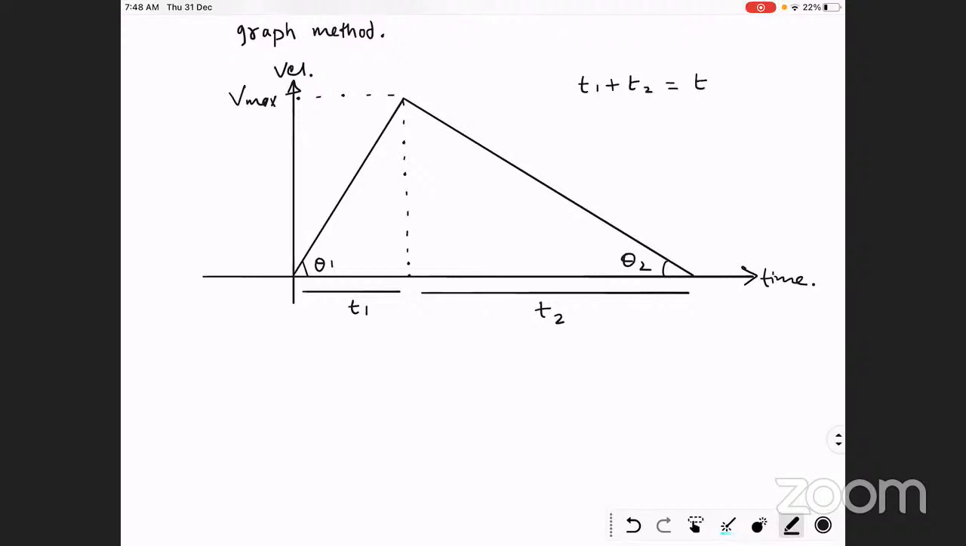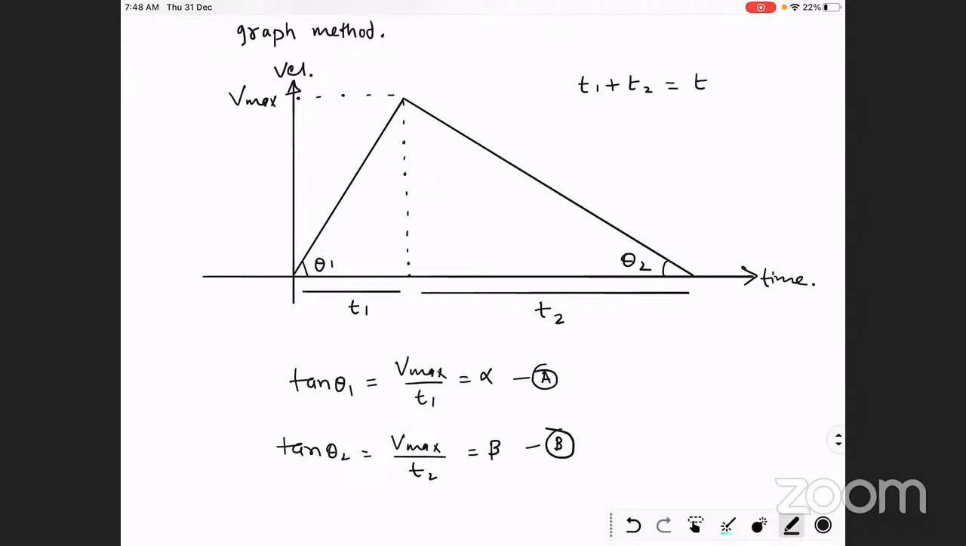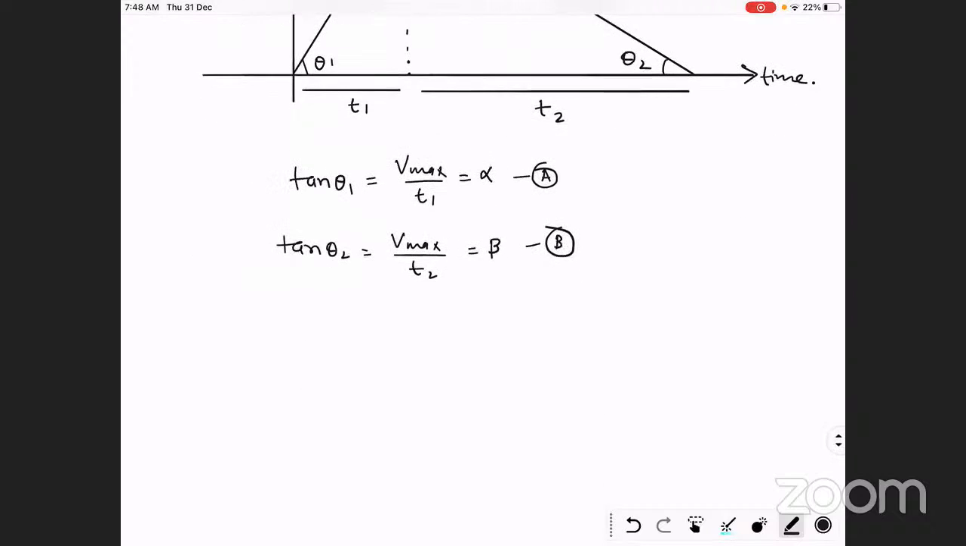Okay, so can you tell me what is tan theta 1? Vmax upon t1, and this must be equal to alpha. Do you agree? Yes. Tan theta 2 is Vmax upon t2, and this is beta. Equation B. What else we can do? We got alpha and beta at least. Sir, T1 और T2 की वैल्यू निकाल लेंगे इसमें. हाँ, t1 is equal to Vmax by alpha and t2 is equal to Vmax by beta.